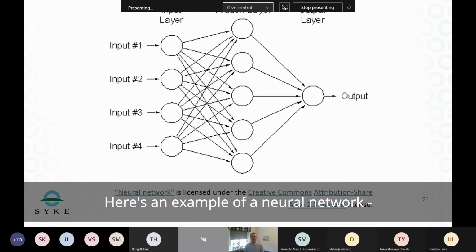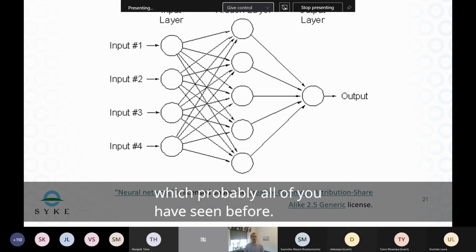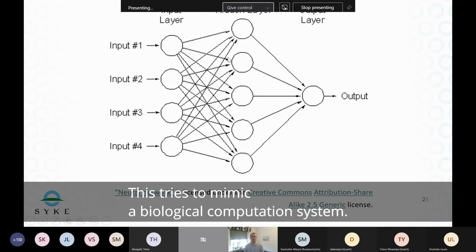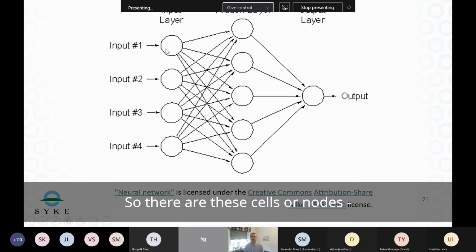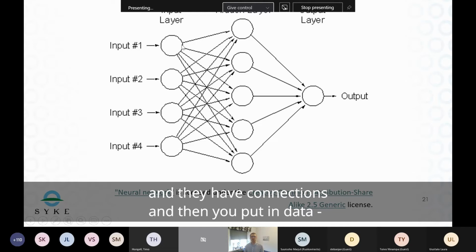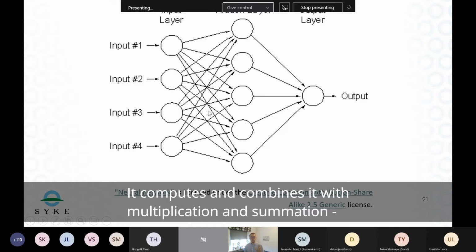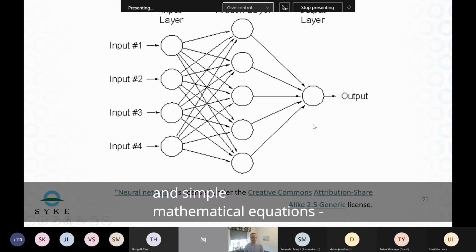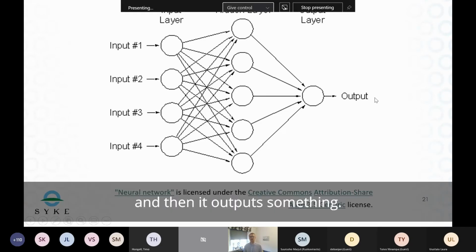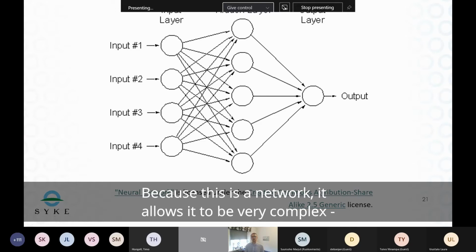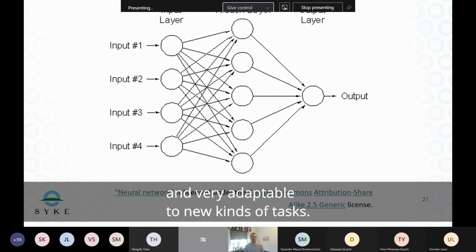Here's an example of a neural network, which probably all of you have seen before, and this tries to mimic a biological computation system. So there are these cells or nodes, and they have connections, and then you put in data, and it computes with simple math. It combines it with multiplication and summation and simple mathematical equations, and then it outputs a result. And because this is a network, that allows it to be very complex and very adaptable to new kinds of tasks.